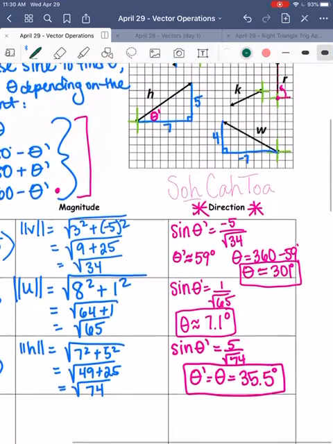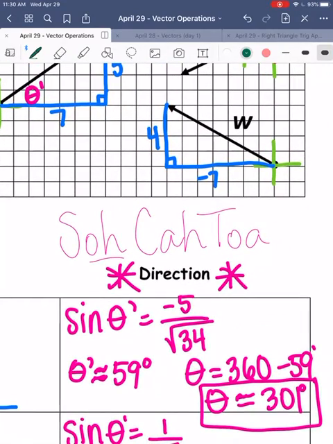Okay, so on W it goes to the left. So because it goes left, we need to have a negative, and then up is still positive. We always want to start at the initial point and work our way to the terminal point, which is the end point, which would be here. So we want to go left or right first. That's negative because it's to the left, and then up. All right, now it is in quadrant 2. So our answer should be somewhere between 90 degrees and 180 degrees.